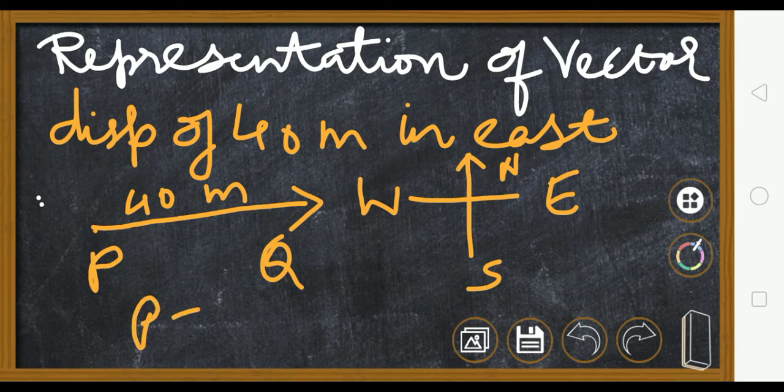And we will say this vector is PQ, and we will draw a bar. So this represents the vector PQ, which is a displacement of 40 meters in the east direction. Suppose this is 10, 20, this is 30, and so this is 40. So you can say that 1 centimeter or 1 unit is equal to 10 meters, so that overall this is 10, 10, 10, 10, it will be 40. So this is how you represent a vector quantity. Clear?